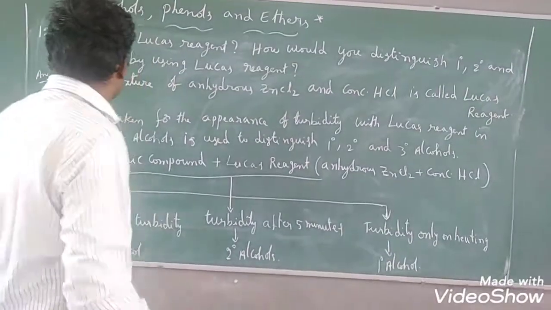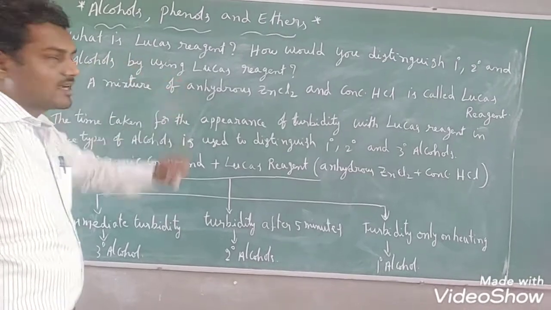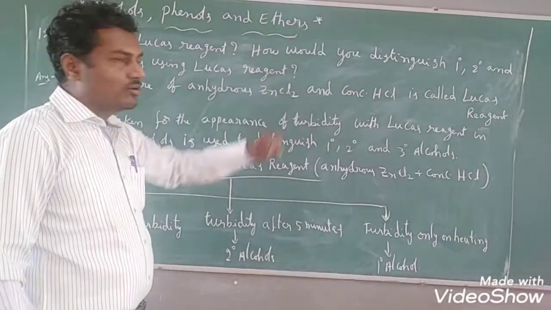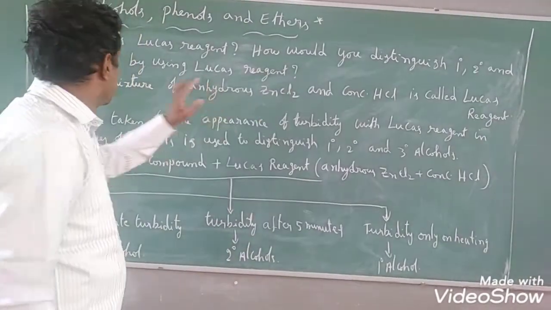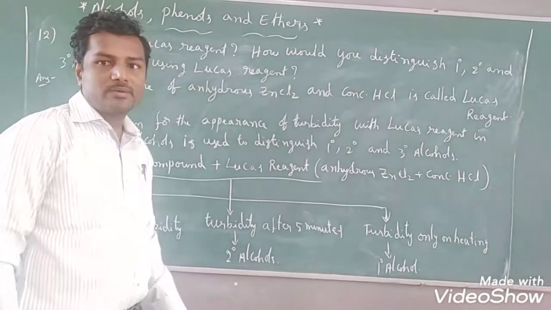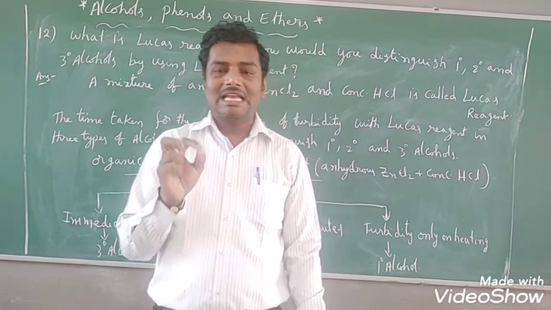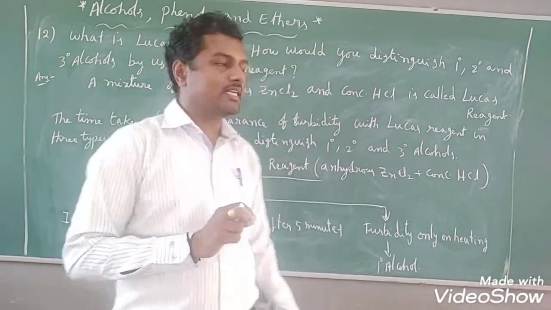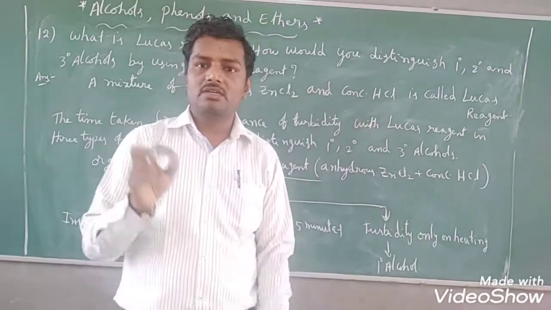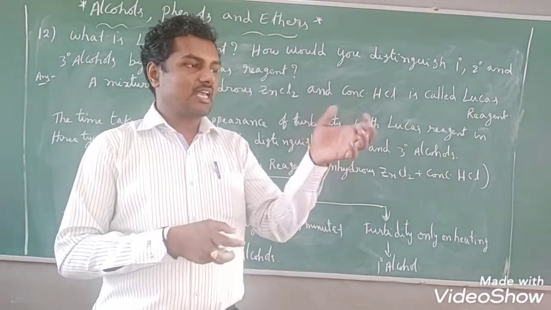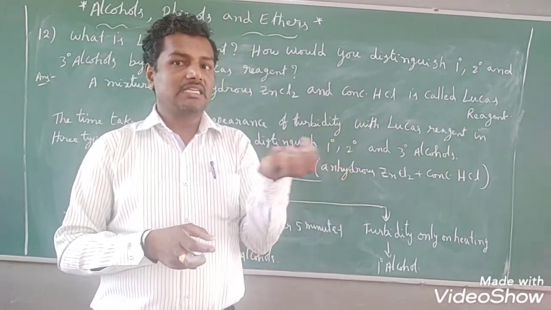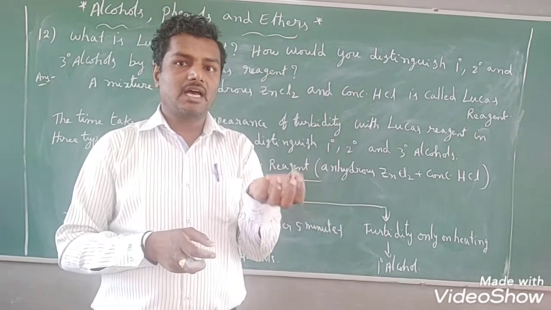Let us see, students, the next important question. What is Lucas reagent? How would you distinguish primary, secondary and tertiary alcohols by using Lucas reagent? What is the Lucas reagent? It is a mixture of anhydrous zinc chloride and concentrated HCl. That mixture generally we call a Lucas reagent.